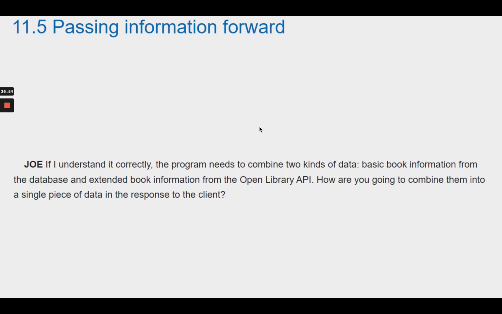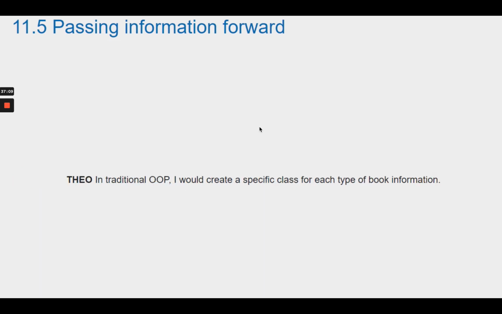Section 11.5. Passing information forward. Joe: if I understand it correctly, the program needs to combine 2 kinds of data: basic book information from the database and extended book information from the Open Library API. How are you going to combine them into a single piece of data in the response to the client? Theo: in traditional OOP, I would create a specific class for each type of book information. Joe: what do you mean? Theo: you know, I'd have classes like DB Book, Open Library Book, and Combined Book.